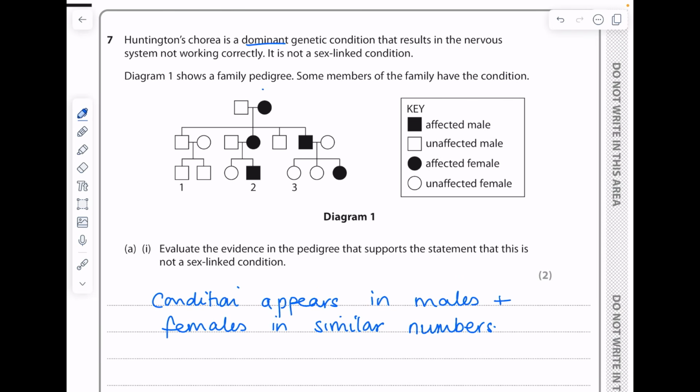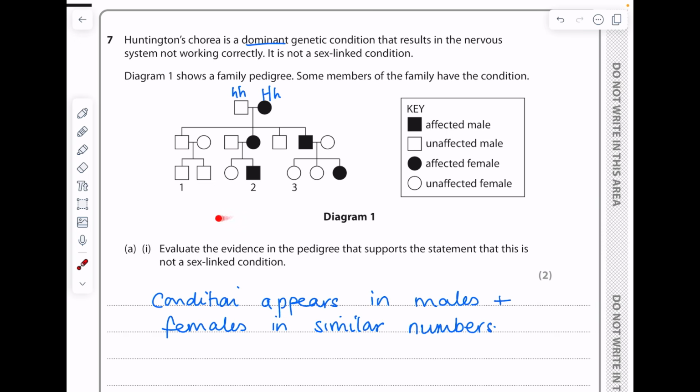So we'll use H to represent it. That woman there must be capital H, lowercase h. The reason I know that is because her partner here is definitely lowercase, because he doesn't have the disease. And if you look at their children, this male here doesn't have the disease, this female does, this male doesn't, this male does. So based on that, we know that she must have passed on her capital H.